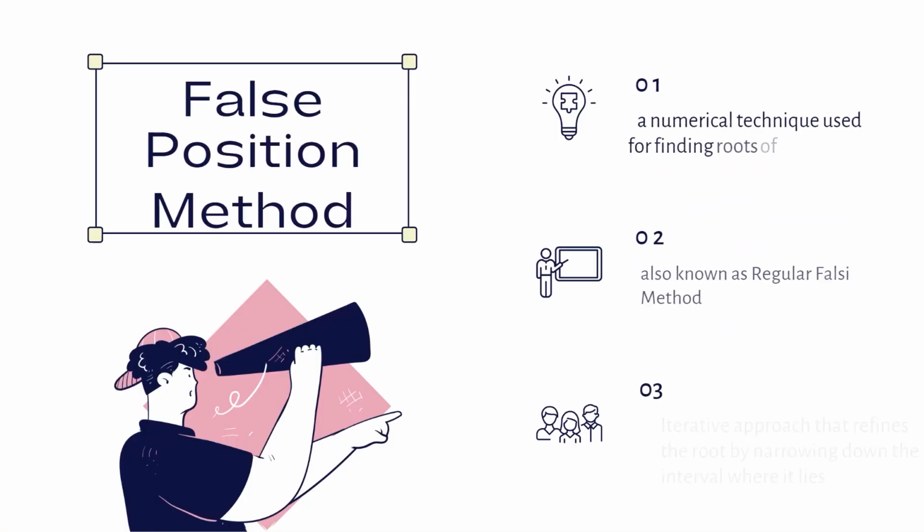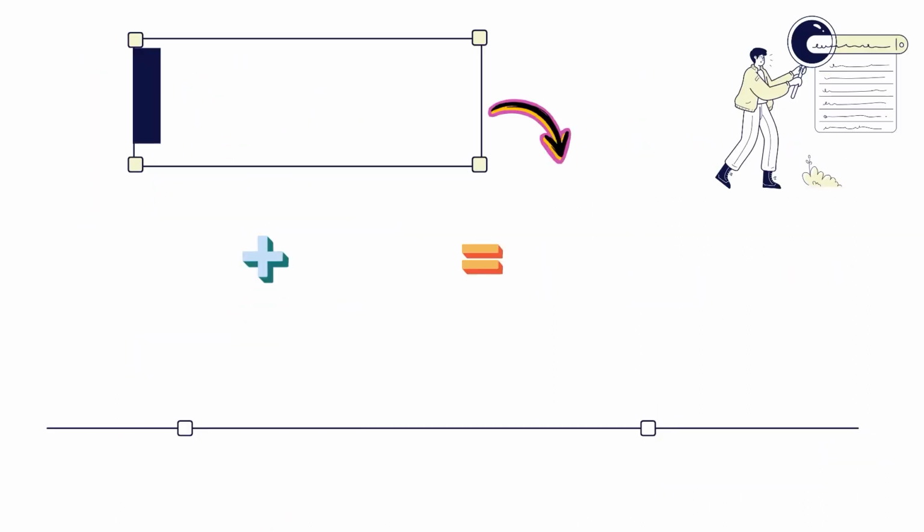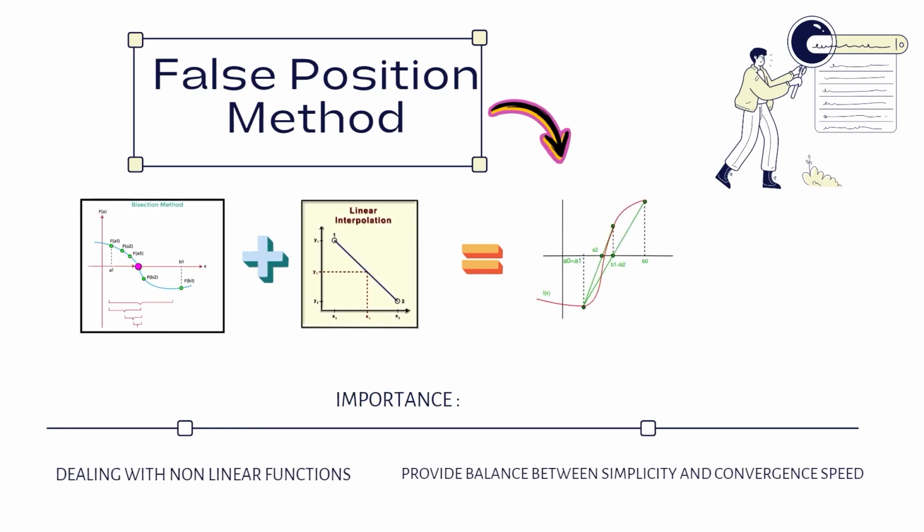Today, we will delve into the false position method, a numerical technique used for finding roots of equations, also known as the regula falsi method. It's an iterative approach that refines the root by narrowing down the interval where it lies. In essence, the method combines aspects of the bisection method with linear interpolation.